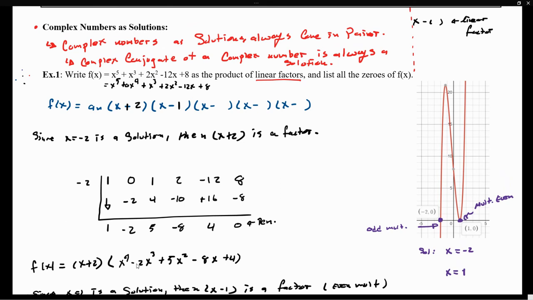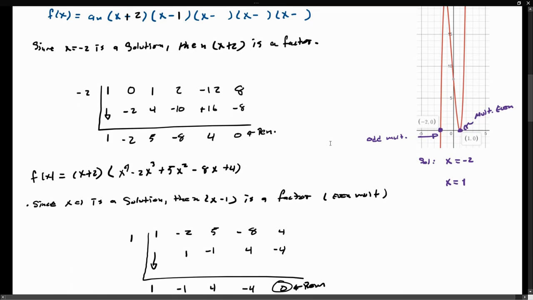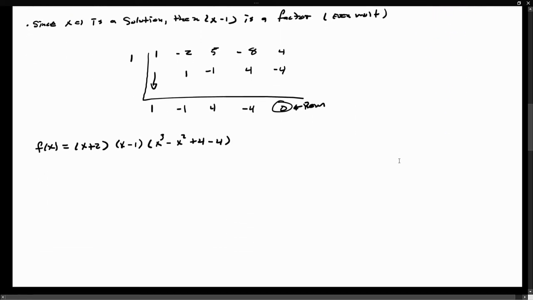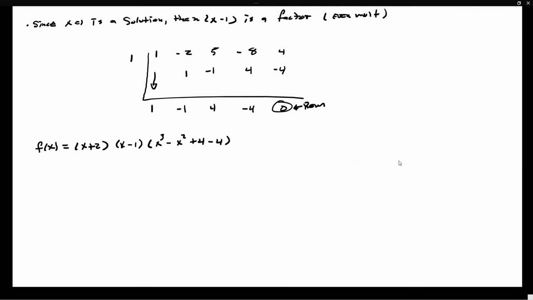Now notice that we need 3 more. So how are we going to get those 3 more? Well, we know that negative 1 has an even multiplicity. So perhaps I should factor it out one more time. So let's factor it out one more time. So we're going to get 1. Now let's factor it out.